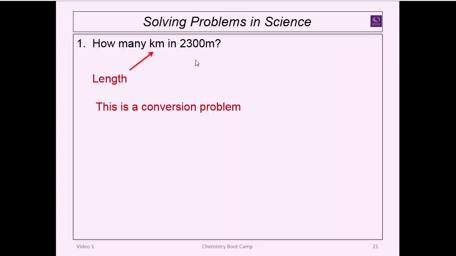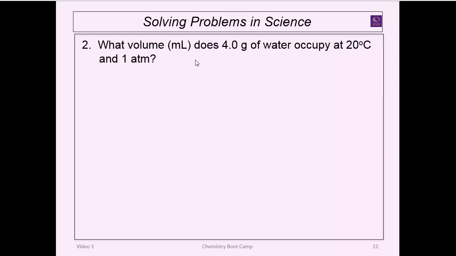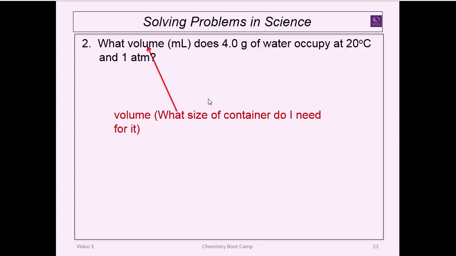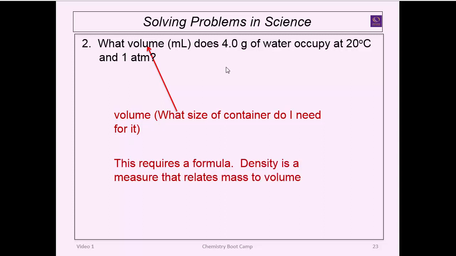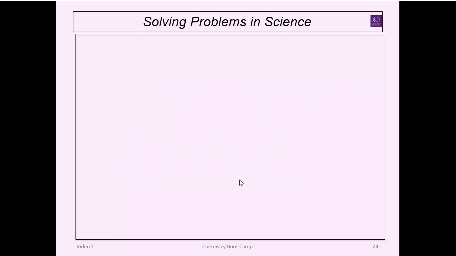All right, here's number 2. What volume does 4 grams of water occupy at 20 C and 1 atmosphere? Here's a mass. Here's a volume, right? Not the same dimension, so this requires a formula. Density happens to be a measure that relates mass to volume. That's something you'll learn as you go through chemistry and physics. Okay?